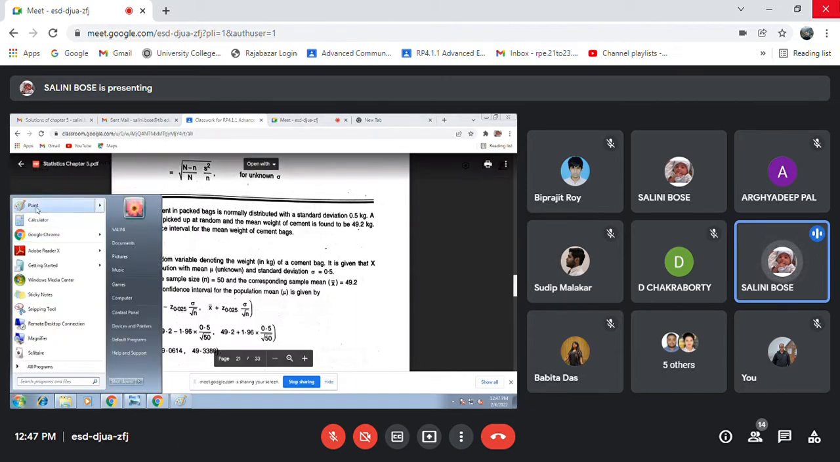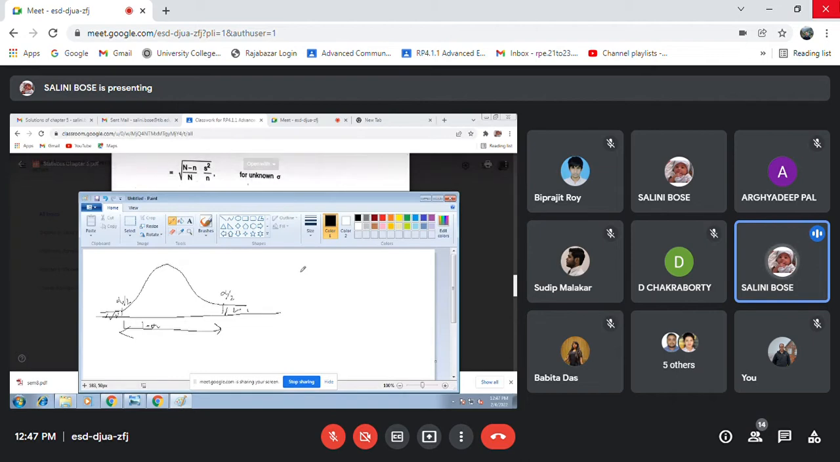Already it is written that they need only 95%. So 100 times (1 minus alpha) is equal to 95, because they have given 95%. So for this you can get the alpha, what will it be? Sorry, this should be alpha. So 1 minus alpha will be 0.95 and alpha will be 0.05. So this is the value of alpha.